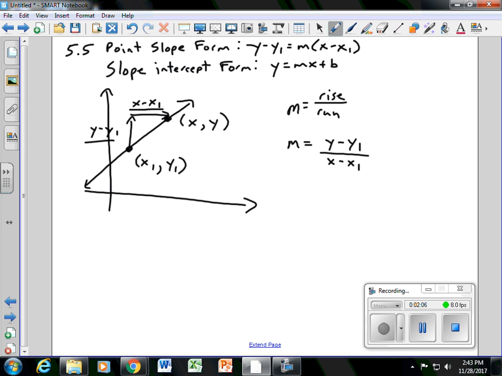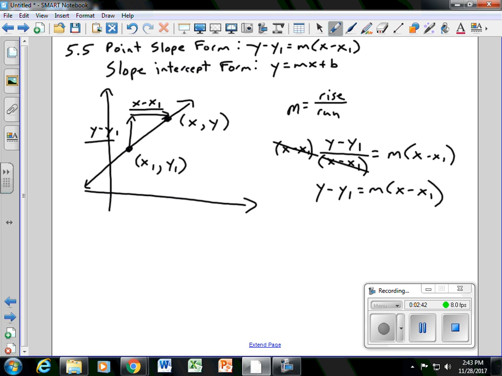So if I wanted to solve this, I'm going to use my reflexive property here. Let's say that this equals m. If I want to solve this, then I would have to multiply both sides by x minus x sub 1, because over here that would cancel. So I have y minus y sub 1 equals m times x minus x sub 1. So that is how we get the point slope formula.